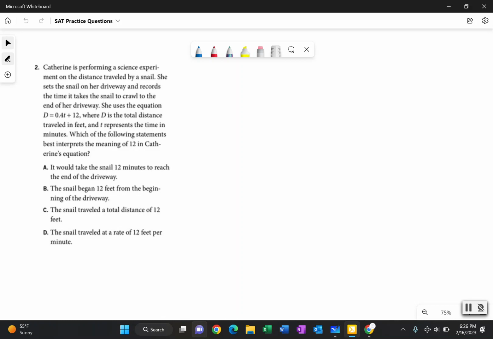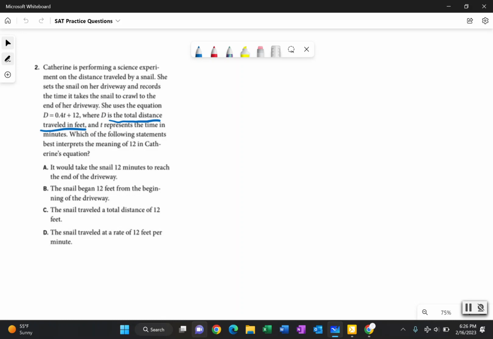It says, Catherine is performing a science experiment on the distance traveled by a snail. She sets the snail on her driveway and records the time it takes for the snail to crawl to the end of her driveway. She uses the equation d is equal to 0.4t plus 12, where d is the total distance traveled in feet, and t represents the time in minutes. Which of the following statements best interprets the meaning of 12 in Catherine's equation?